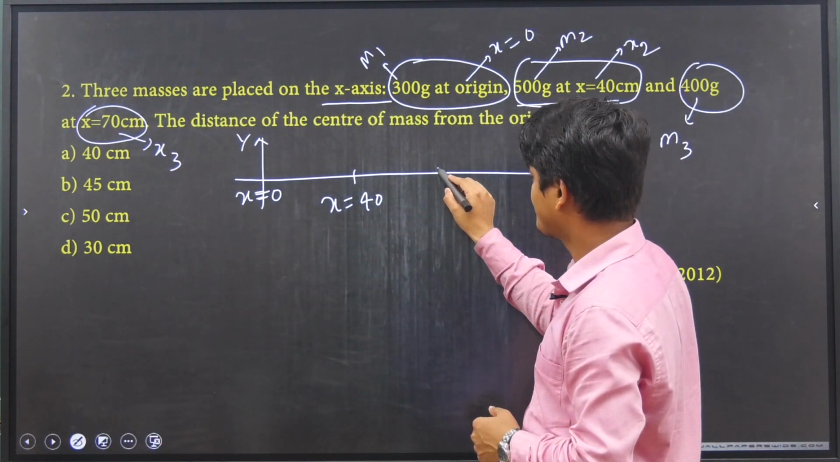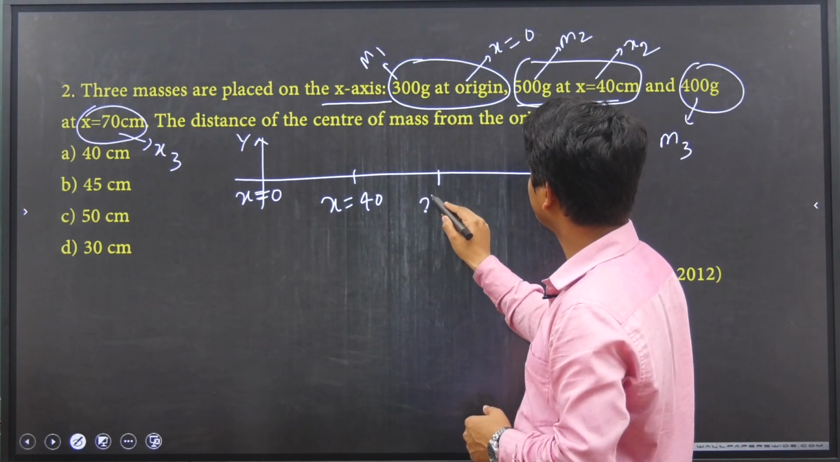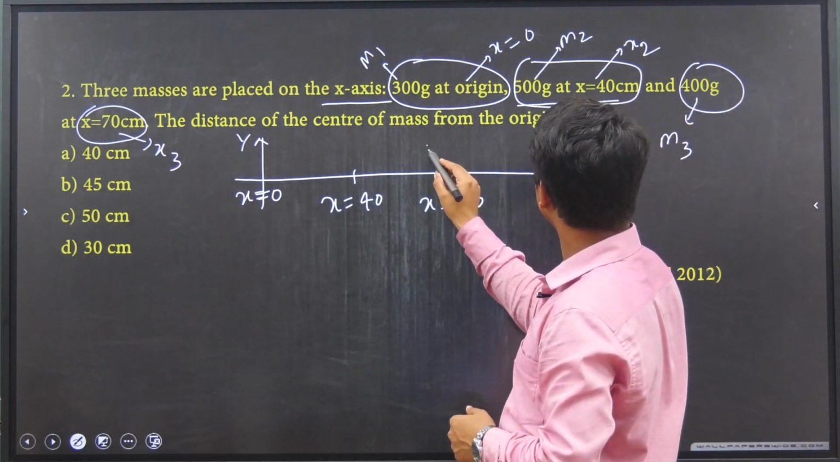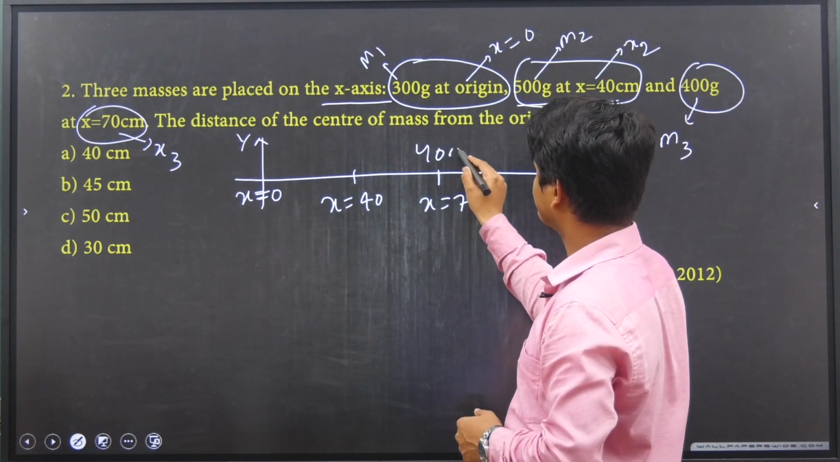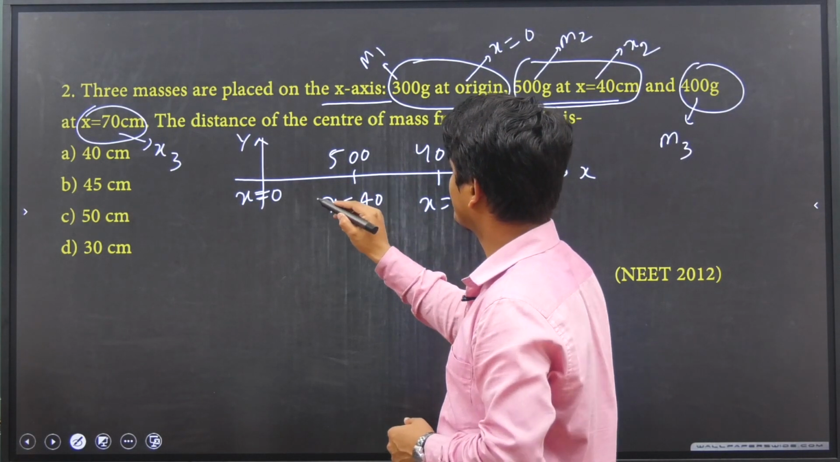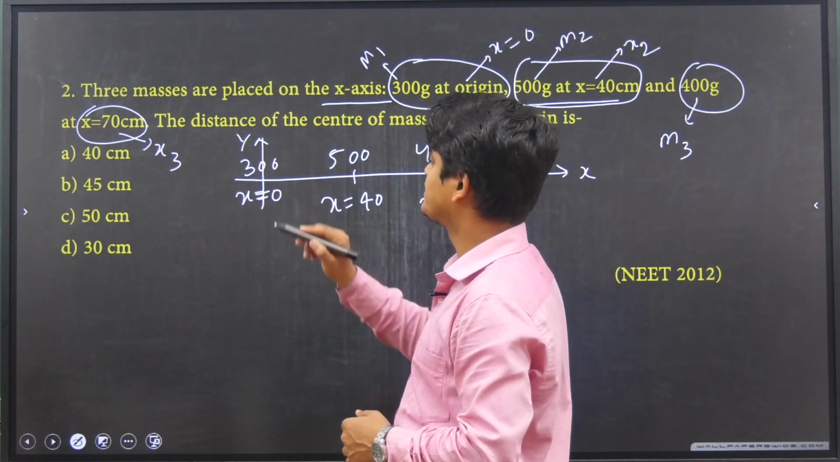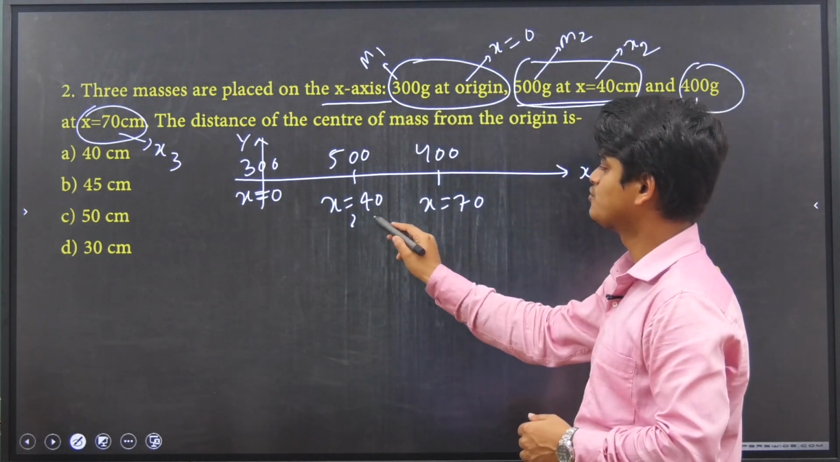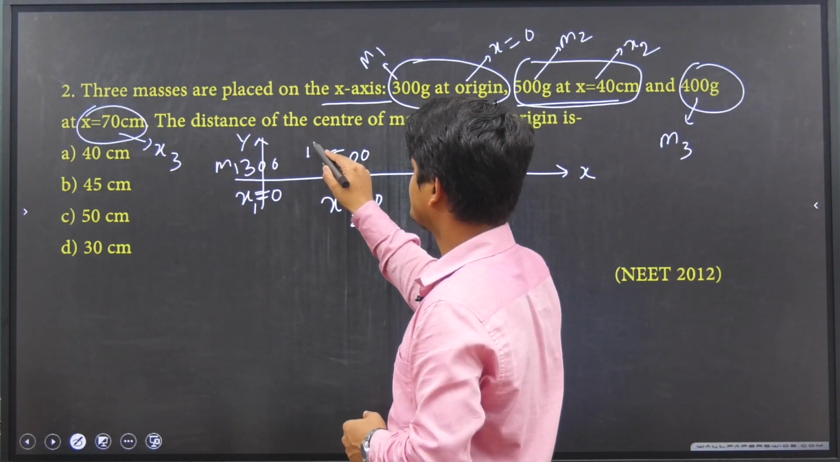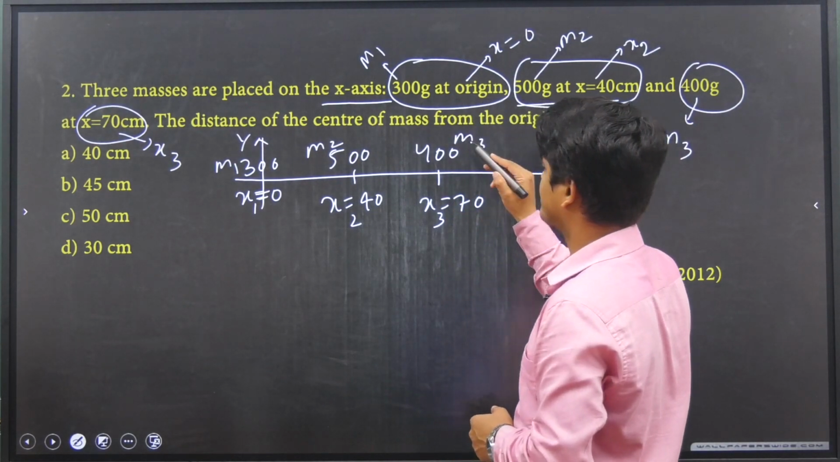Now here another mass is there. Here at x equal to 70 centimeter, mass is how much? 400 gram. And x equal to 40 centimeter, mass is 500 gram, and x equal to 0, mass is 300 gram. So it is your x2, this is x3, this is your x1. And this is your M1 value, this is your M2 value, this is your M3 value.